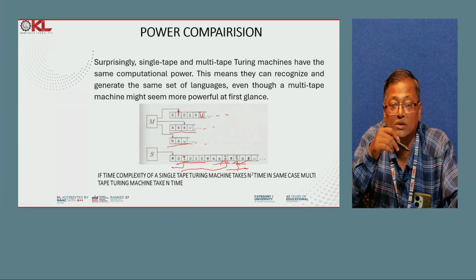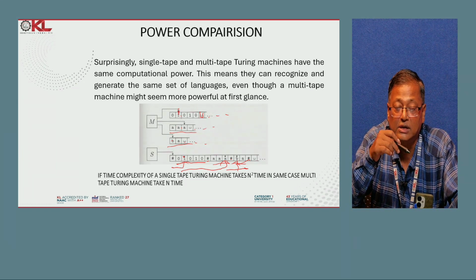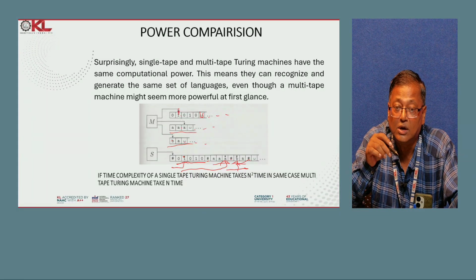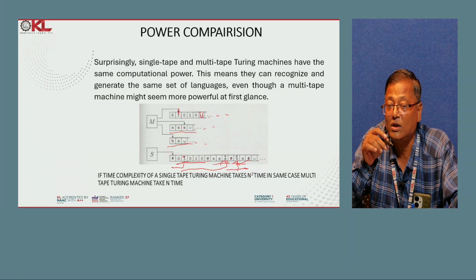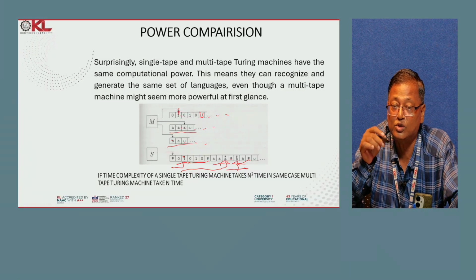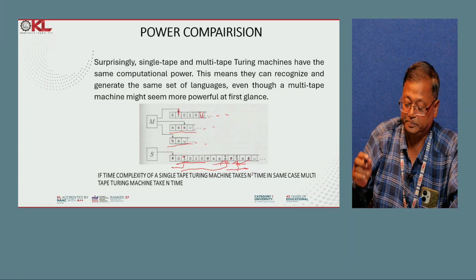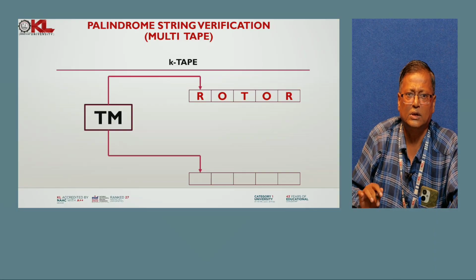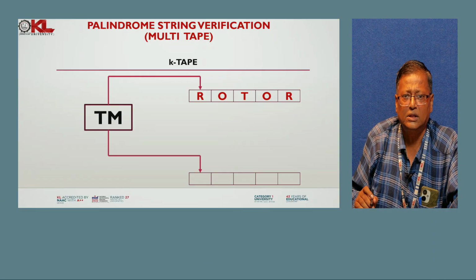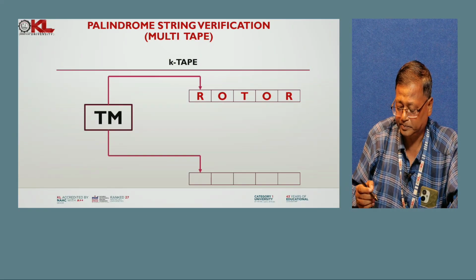Like that we can simulate the multi-tape Turing machine with the basic single tape Turing machine, and whatever language is solved by the single tape Turing machine, the multi-tape Turing machine with the same power also solves that particular language. Then here there is an example: a k-tape machine solving the palindrome.